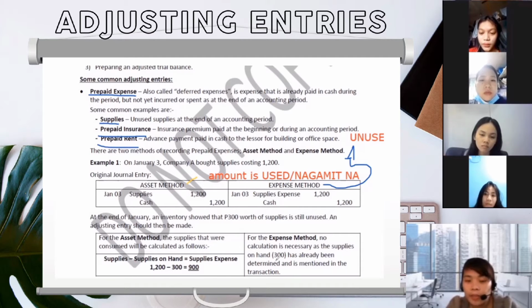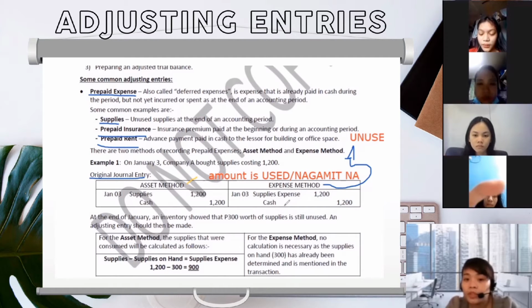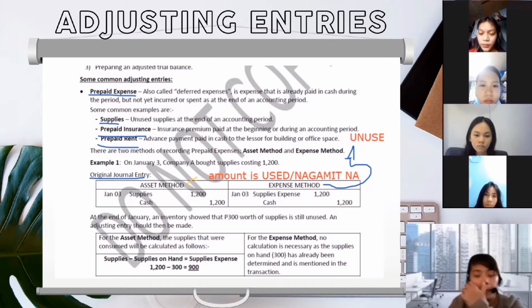Now, let us look at the expense method. In the journal entry on January 3, the asset method is supplies and cash. In the expense method, the entry is supplies expense and cash, 1,200, the same amount. Now, if you look at the adjusting entries of the asset method and the expense method, what did you notice, class?